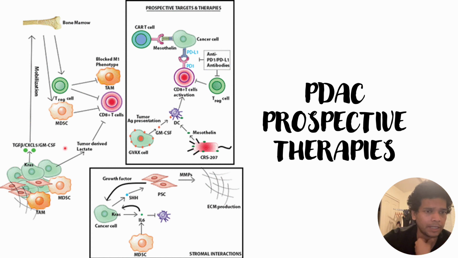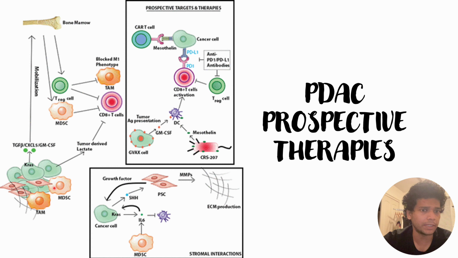Some of the cytokines that are released are TGF beta, CXCL5, and GM-CSF. These mobilize the bone marrow to produce immunosuppressive MDSCs or T regulatory cells, which inhibit the function of the CD8 T cells. These T regulatory cells also block the tumor-activated M1 phenotype tumor-associated macrophages.